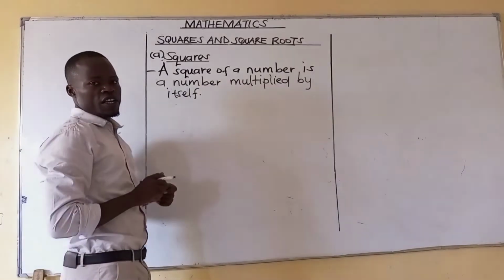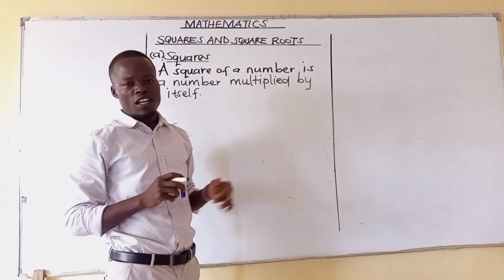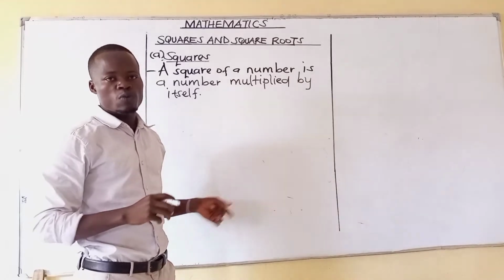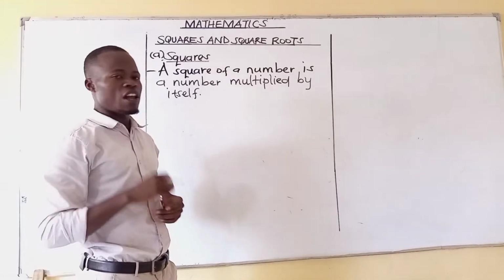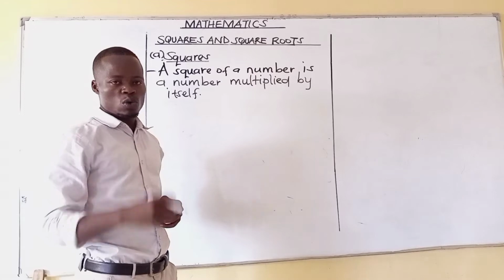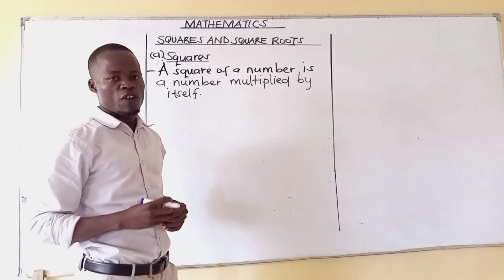So a square of a number is a number multiplied by itself. For instance, if they ask you to get the square of 2, the square of 2 will be 2 multiplied by 2. That is what we mean by a square of a number.